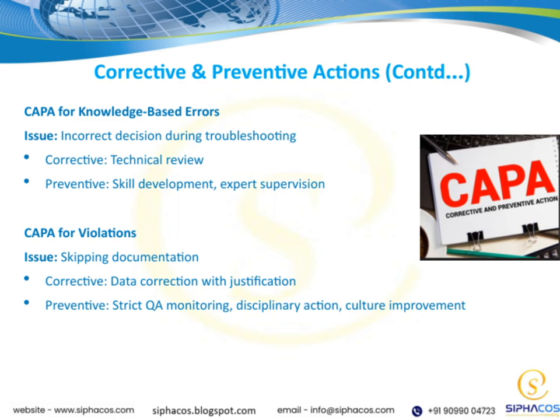Moving on to CAPA for knowledge-based errors. If someone makes an incorrect decision during troubleshooting, the corrective step is to conduct a thorough technical review. This helps us understand what went wrong and how to prevent it in the future. Preventive measures include targeted skill development and ensuring that experts supervise critical tasks. These steps help build a more knowledgeable team and reduce the likelihood of similar errors happening again.